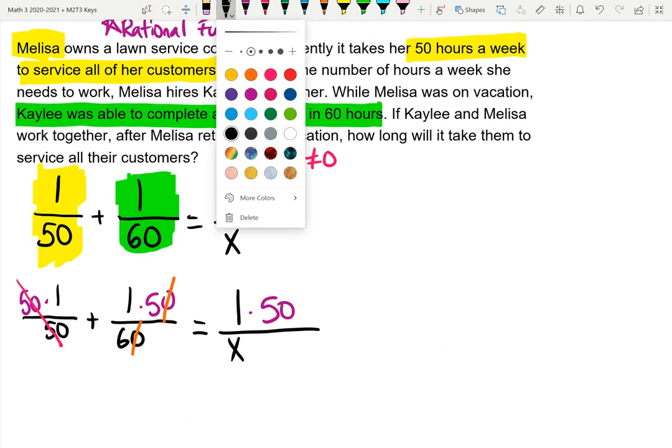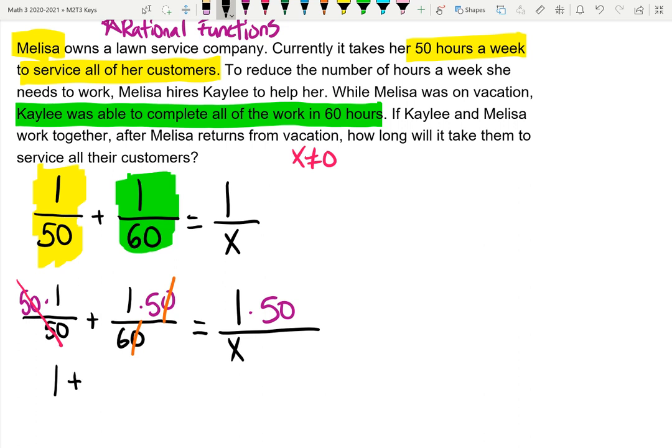So I'm going to go ahead and clean this up, and I get 1 plus 5 over 6 equals 50 over x. I'm going to extend my fraction bar, and now I'm going to multiply by 6. I do it to the left side, I do it to the right side, and then I cancel. So I'm going to go ahead and rewrite this over here.